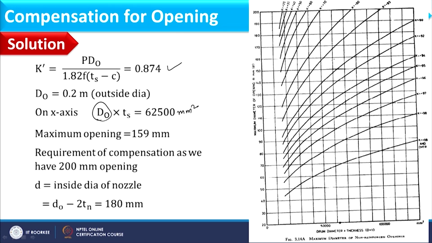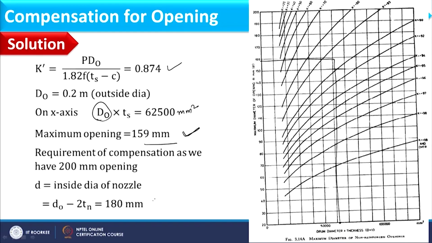So, somewhere the value will lie over here like this. If we draw this line corresponding to 62, and here if we see, the value will come around 159 mm. So, 159 mm is the value of opening that remains uncompensated, and as our opening is 200 mm, which is greater than this, it means that compensation must be required. In this way we have examined whether compensation is required or not, and once we have observed that it is required, we will carry out the whole calculation.